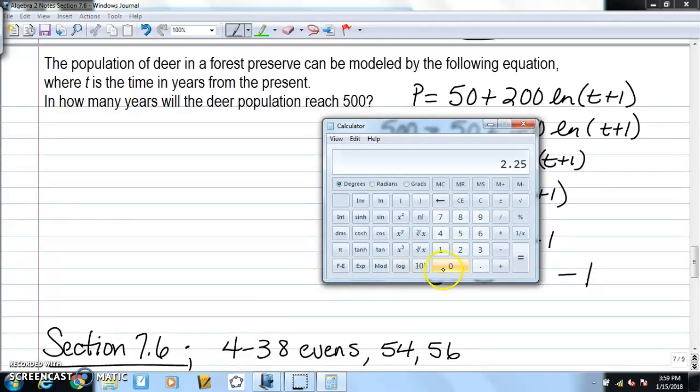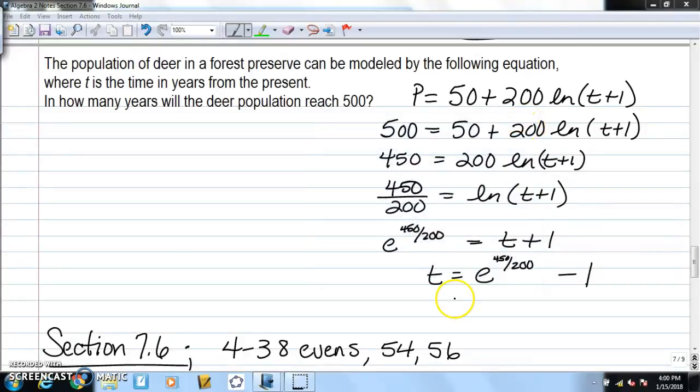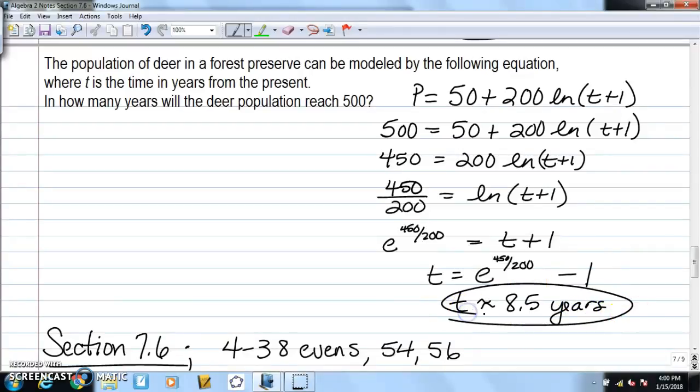And I forgot I don't have an e on here. Oh, wait a minute. I do have an e on here. It's inverse. The inverse of ln is e to the x. Okay, so there's my e to the x. So e to the x, 2.25 is what that was. And again, on this one, you put it e to that power. That's my about 9.5. So it's going to take about 9.5 years to reach that population. Oh, whoops, minus 1. So about 8.5 years, subtracting 1. Okay, there's your assignment.